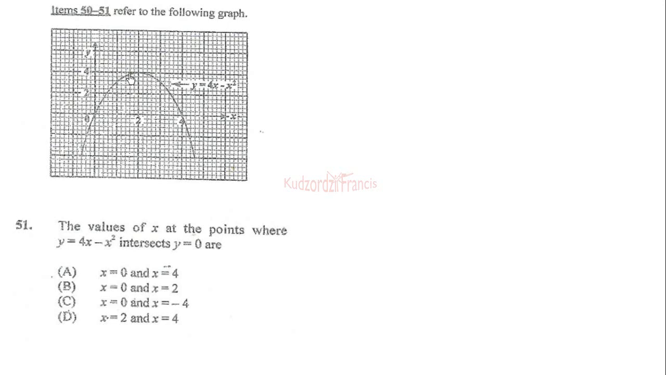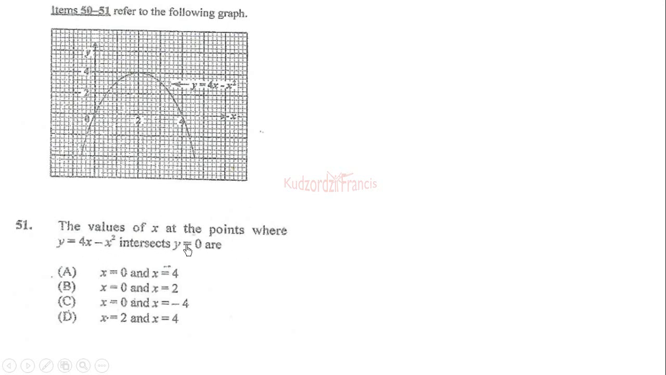In this tutorial, we'll see how to solve questions 51 to 60 of the CXC January 2019 paper. The first question is: the values of x at the points where y equals 4x minus x squared intersects y equals 0 are.